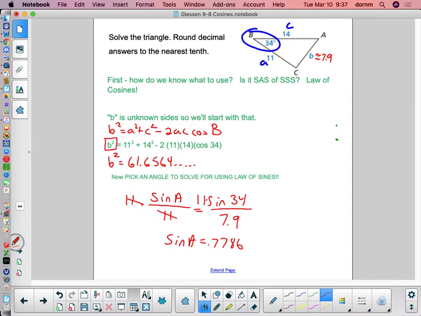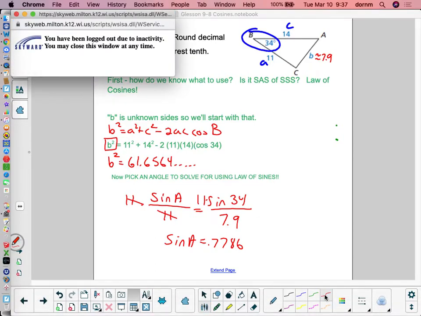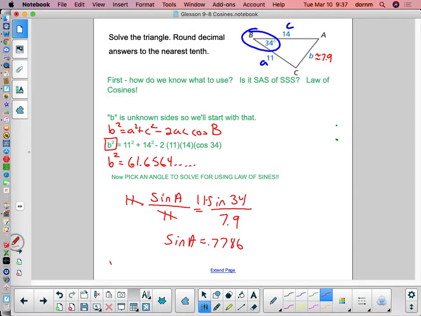How am I going to find angle A? If I know the value of sine, what do I use to find the angle? The inverse function, yes. So second function sine of that number and I get 51.1 degrees. So A is 51.1 degrees. And of course, once I know two angles, I just do 180 minus 51.1 minus 34, and my third angle is 94.9.